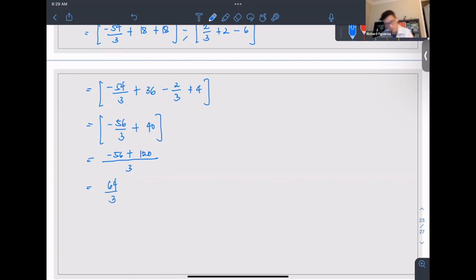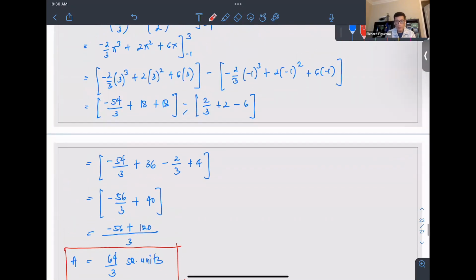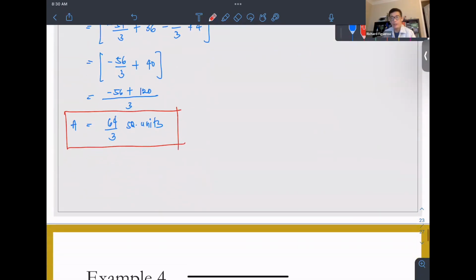So 64 over 3 square units will be the area, bounded by the two curves. Okay, so we'll proceed with another example. This will be the last example.